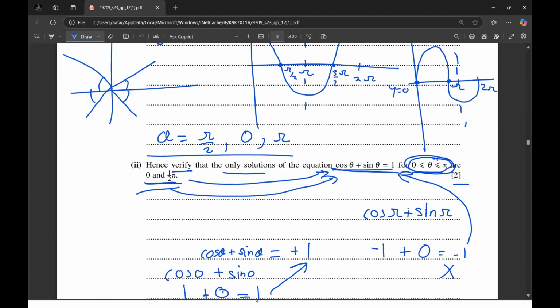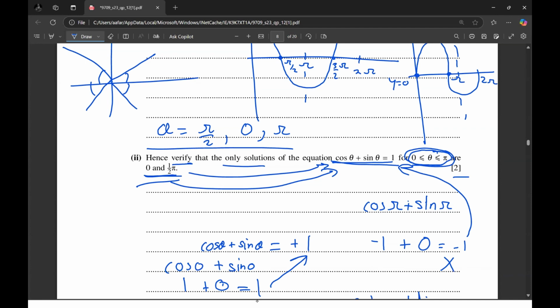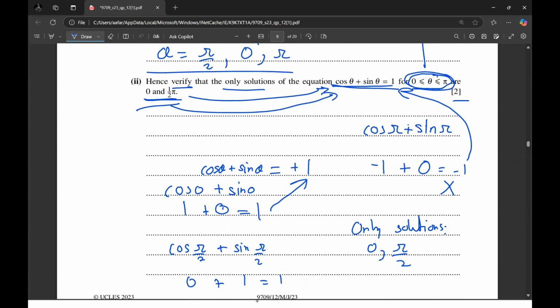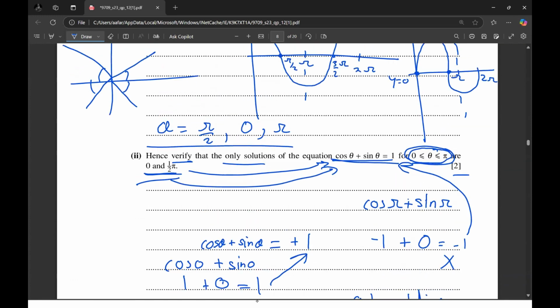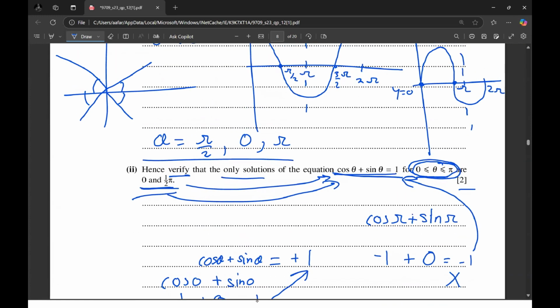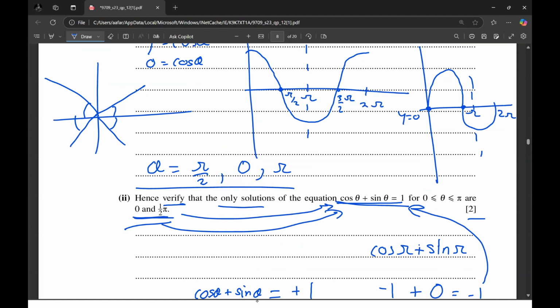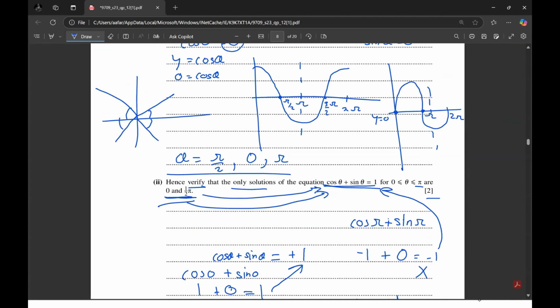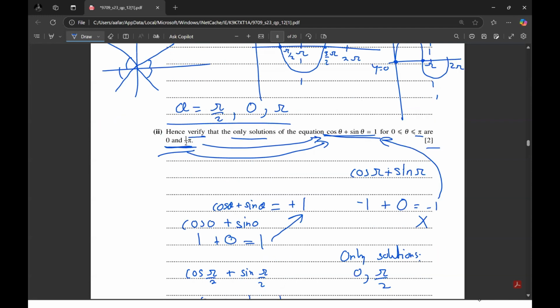So what we do is, first test 0, it gives us 1. Okay, that's true. Then we test pi over 2, that gives us 1, that's 2. Then we take any other value. The best value will be pi because it says theta is less than or equal to pi. So we took pi, and that gave us -1. So that means these are the only solutions, since the other values don't satisfy this equation.